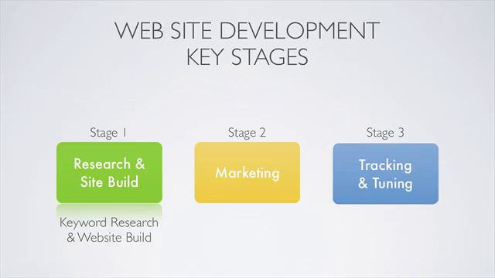Stage 1 is the initial keyword research and development, which includes the website build. Stage 2 is the ongoing marketing of the site, which includes building additional web-based assets and building backlinks to the site as part of the search engine optimization.